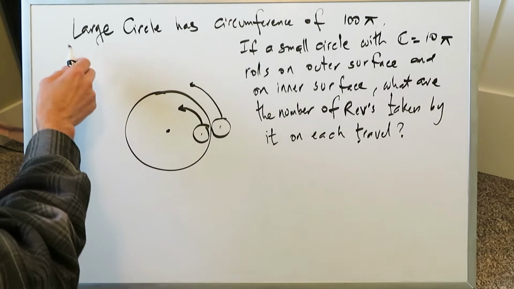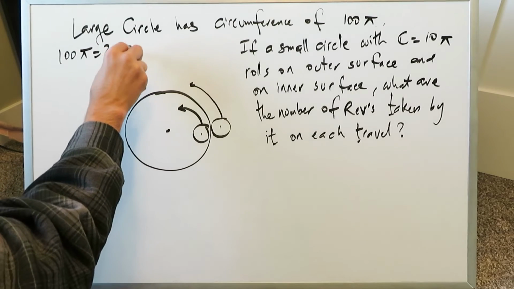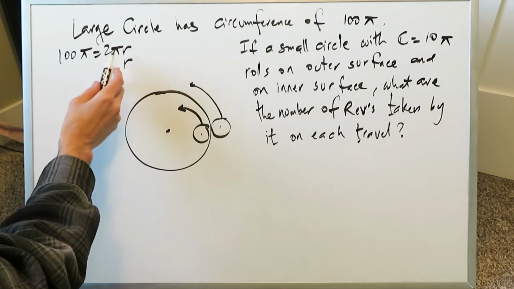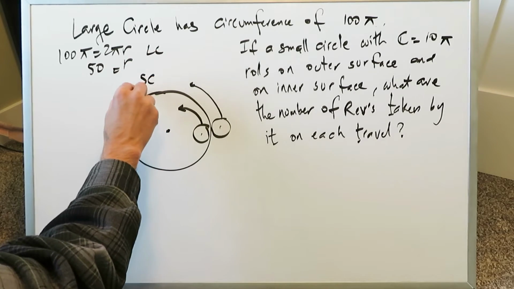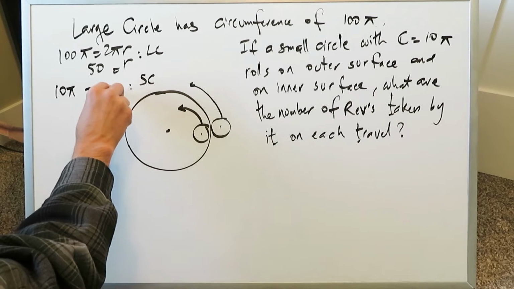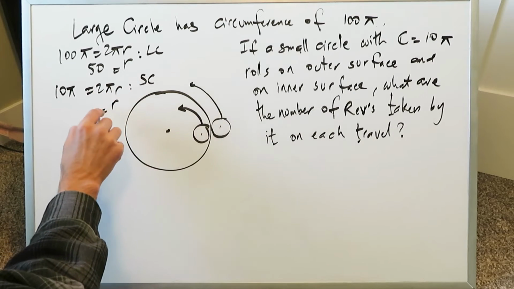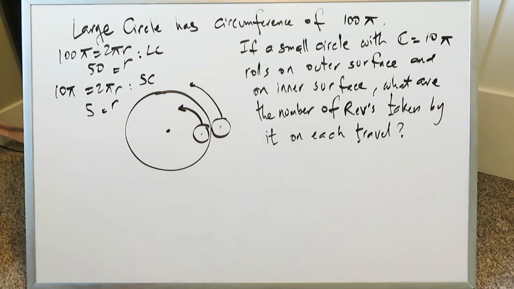How do we go about doing that? If you look at the large circle, it has a circumference of 100 pi. So 100 pi is equal to 2 pi r, and the radius is equal to 100 pi divided by 2 pi, which is 50. That's for the large circle. For the small circle, we have a 10 pi circumference, and that's equal to 2 pi r, and the radius of the small circle is equal to 10 pi divided by 2 pi, which is 5. So the large circle is 10 times larger in terms of radius.